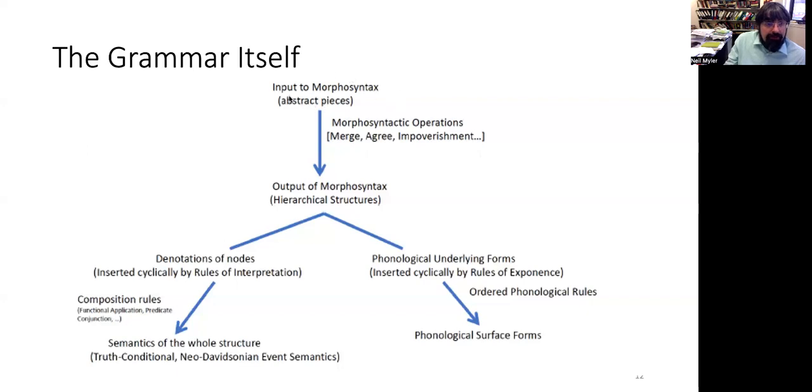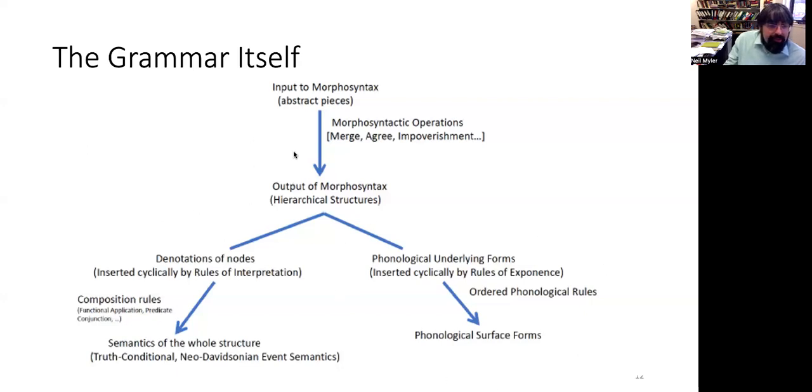So you've got the input to the morphosyntax, sometimes called list 1, a set of abstract pieces. These can be combined by merge, and you can have other syntactic operations applying to the result, giving you a hierarchical structure, which itself is simultaneously and independently the input to the semantic component on the one hand and the morphophonological component on the other.